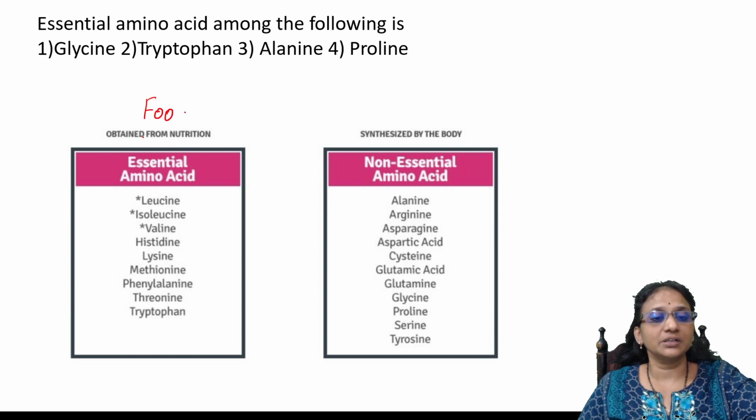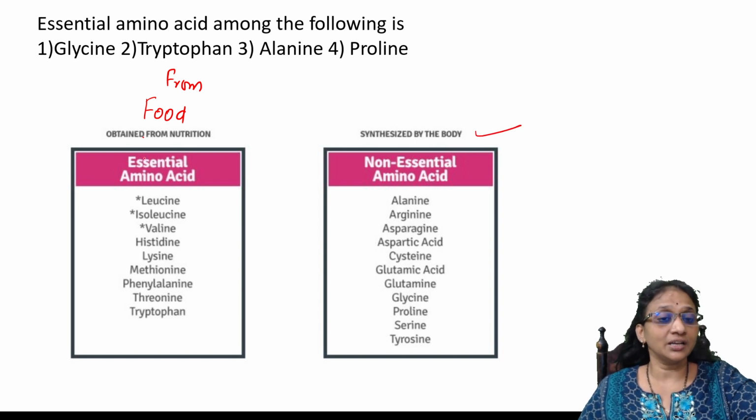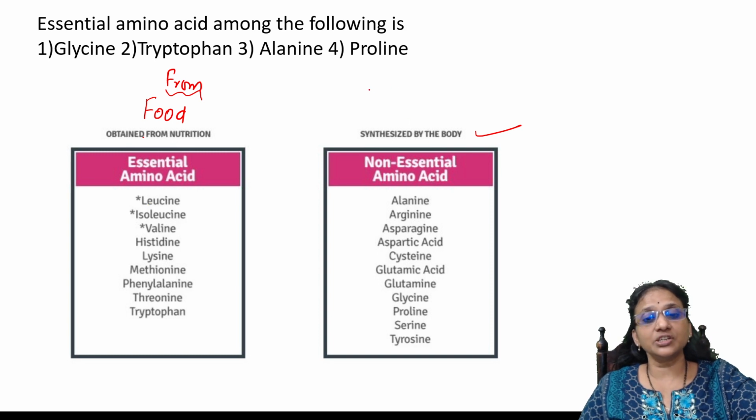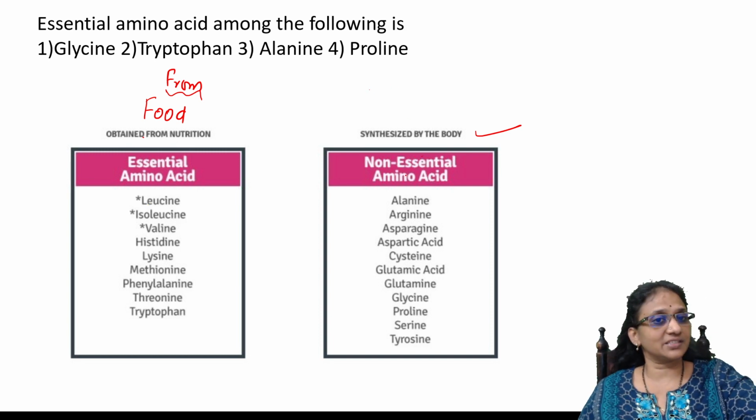This is from food. This is synthesized by the body. So essential amino acids are those which are required; you have to take them from the food. Non-essential amino acids are those the body itself synthesizes.